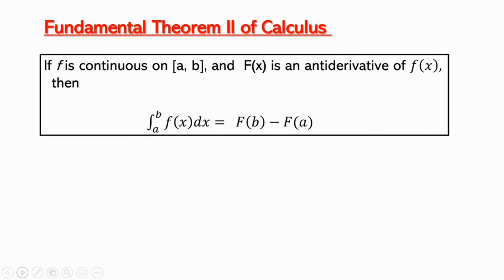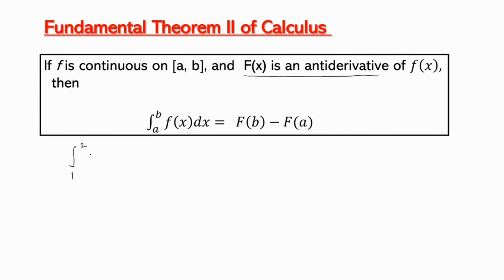Next we have fundamental theorem 2 of calculus. So in this case we have exactly the idea of how we will do the definite integration. So you'll see that if f is continuous and F(x) is an antiderivative, then to apply this theorem, we must know the antiderivative of the given function. Then we'll have the integral from a to b of f of x dx is equal to F of b minus F of a. We'll do more examples, but let's have a simple example.